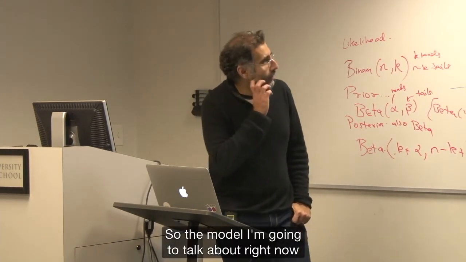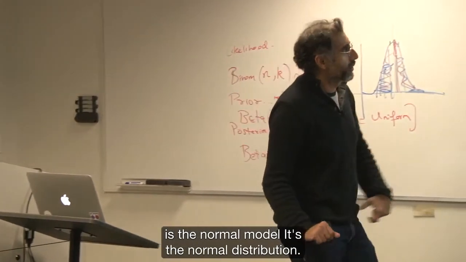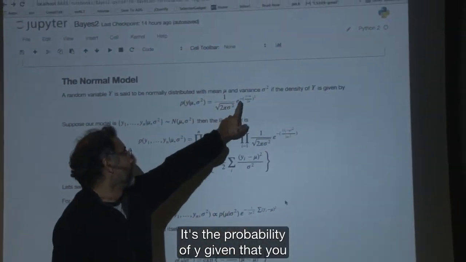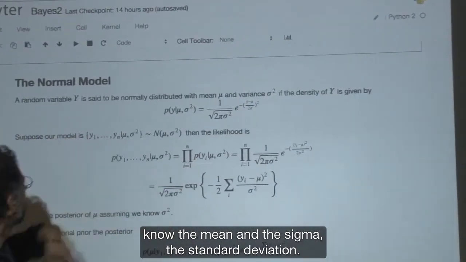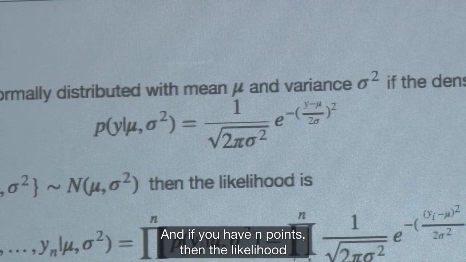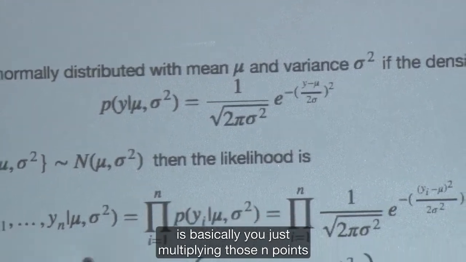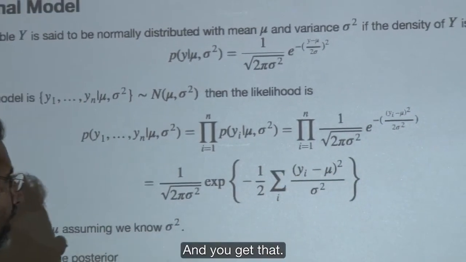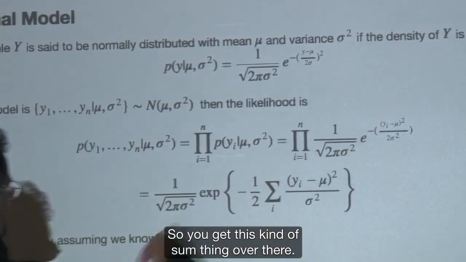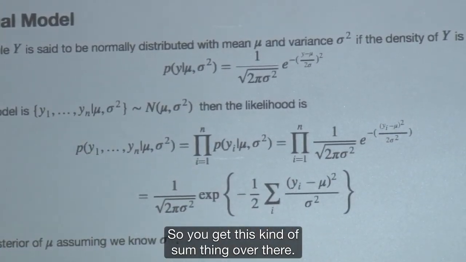So the model I'm going to talk about right now is the normal model. It's the normal distribution. You're familiar with this. It's the probability of y, given that you know the mean and the sigma, the standard deviation, and that's the model. And if you have n points, then the likelihood is basically you're just multiplying those n points together, and you get that. And you can take the product inside the sum over there. So you get this kind of sum thing over there.